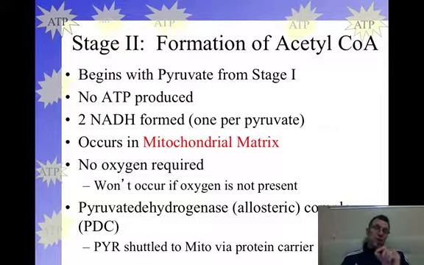But what's interesting about this stage is that if oxygen isn't present in the cell, it won't happen. If oxygen isn't present in the mitochondria, the shuttling of NADH to the mitochondria will not occur. Pyruvate will not go to the mitochondria. Pyruvate will become lactate. So things really slow down metabolically if there's no oxygen around. Pyruvate dehydrogenase is part of the complex responsible for this transformation, and the shuttling of pyruvate is done via a protein carrier. We don't talk too much about that.